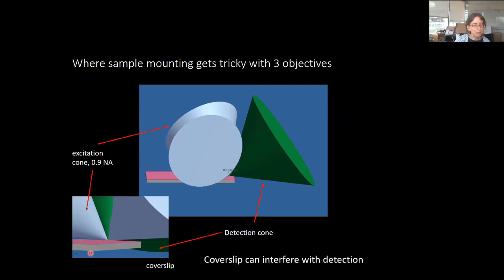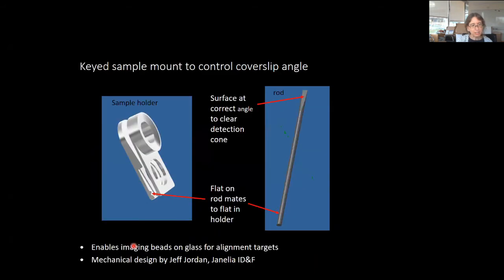Looking from the back, I know this might not be so easy to see, but we're clearing the excitation cones okay. But if we tilt that cover slip back too far, we'll run into those as well. So the basic message is we're going to need to control the angle of that cover slip.